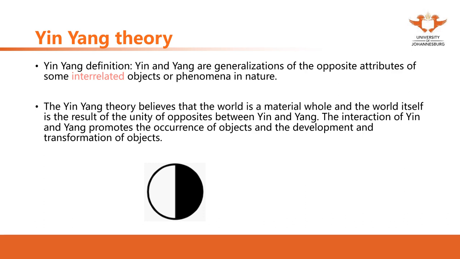So for instance, for this picture, the black and white circle, the white part we call yang, the dark part is yin. Yang, we also refer to as yang qi. Yin, we also refer to as yin qi. And then the whole circle we call qi. This qi can be divided into two opposite sides of yin and yang. Although this circle is not a curvature, we're going to see the curvature later.